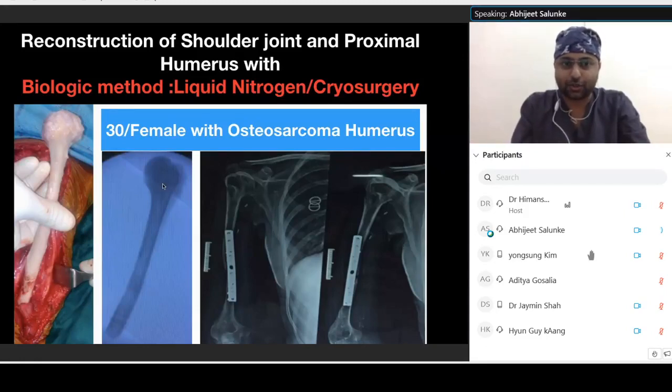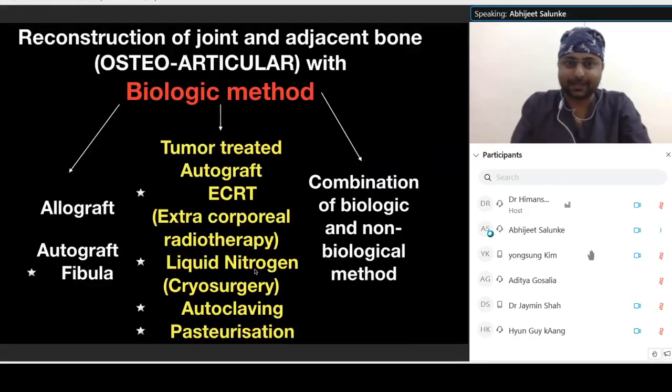So, a case of proximal humerus tumor. This is the cut where it was resected. This is the bone, IITV images, and we have put it back again, fixed with the help of a plate. So we will be discussing and focusing on these biologic methods for osteoarticular reconstruction.